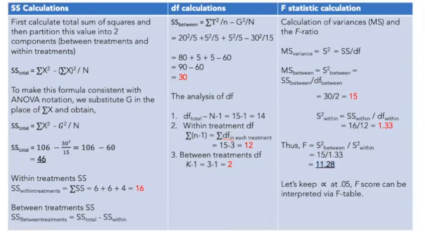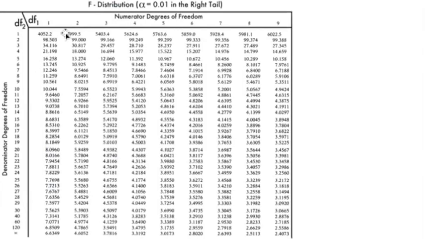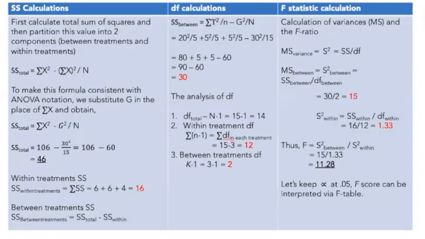That is your F-score. Now, if you want to test the hypothesis, you can find the critical point from the F table. Let's keep alpha at 0.05 and try to locate it. Here's the F table. Here you have the numerator degrees of freedom, which means the between treatment df. The denominator degrees of freedom is the within treatment df. So our values are 2 and 12.